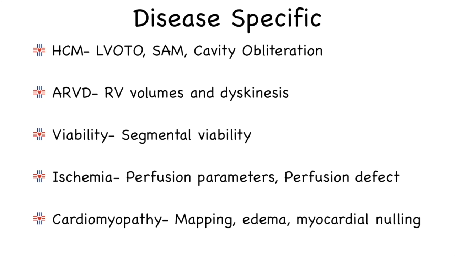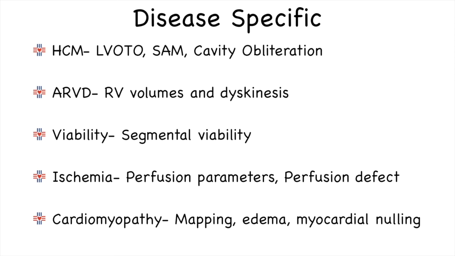In patients with ARVD or suspected ARVD, it is important to comment upon the RV volumes, especially the indexed volumes and right ventricular ejection fraction, along with specific wall motion abnormalities. In patients who have been referred for viability assessment, it is important to comment about segmental viability in all the 17 segments for these patients.